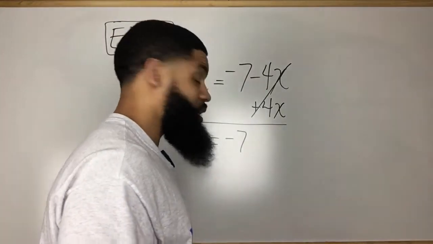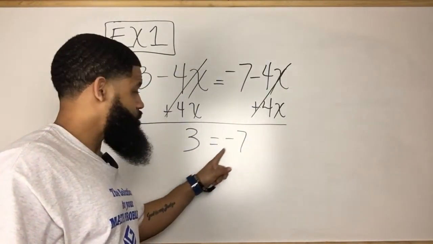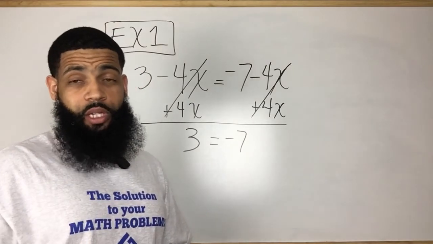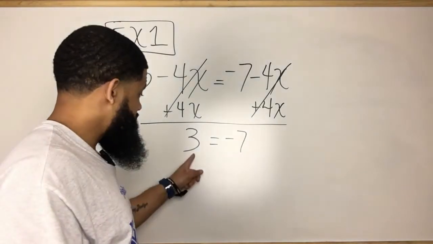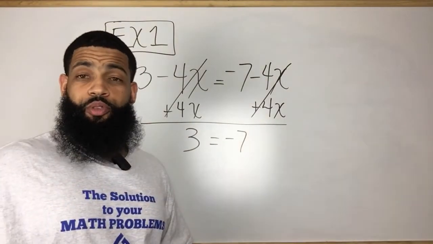Now, the reason that this has no solution is because it says that 3 is equal to negative 7. Well, we know that's not a true statement. 3 will never be equal to negative 7. Since this is a false statement, that tells me that there's no solution to this particular equation.